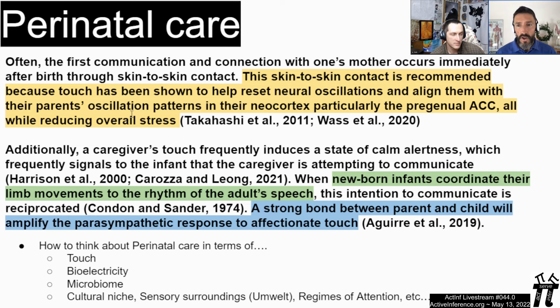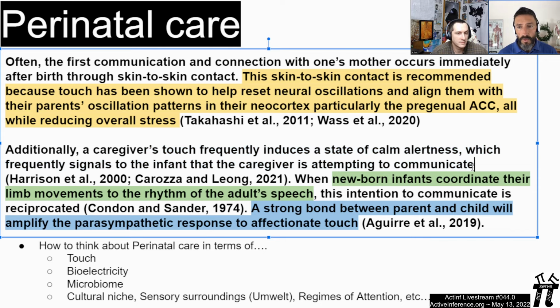Additionally, a caregiver's touch frequently induces a state of calm alertness, which frequently signals to the infant that the caregiver is attempting to communicate. When newborn infants coordinate their limb movements to the rhythm of the adult speech, this intention to communicate is reciprocated. A strong bond between parent and child will amplify the parasympathetic response to affectionate touch.